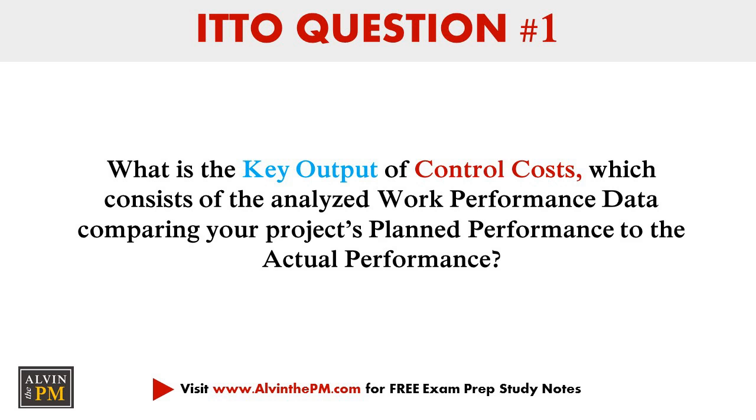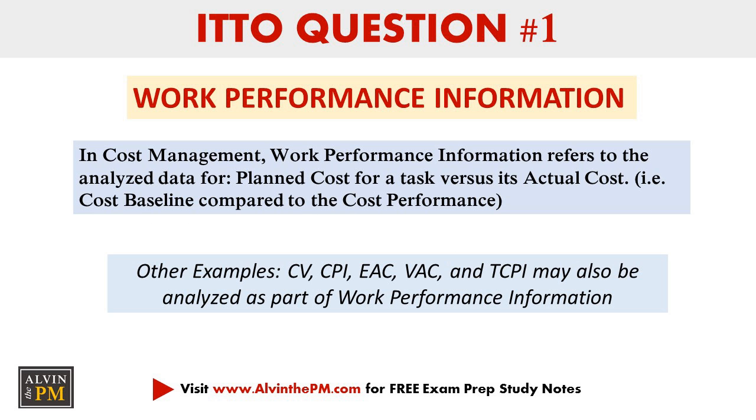Question 1. What is the key output of control costs, which consists of the analyzed work performance data comparing your project's planned performance to the actual performance? The correct answer is work performance information, which refers to your analyzed data for specific metrics. So for example, analyzing your planned cost versus actual cost for different activities and the analysis of your cost variance, cost performance index, and variance at completion.